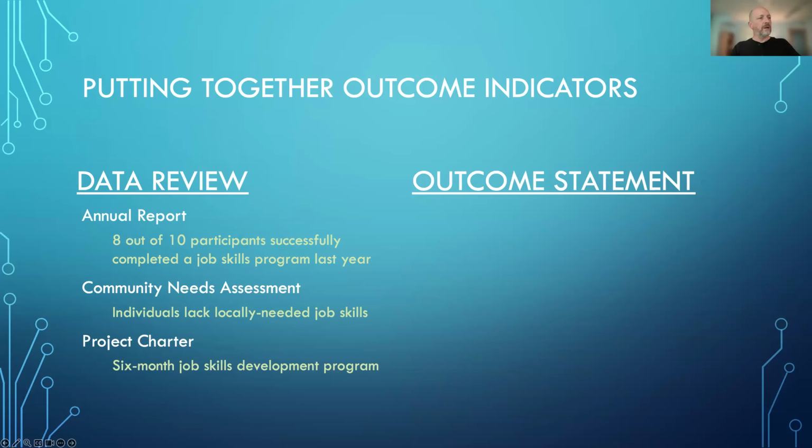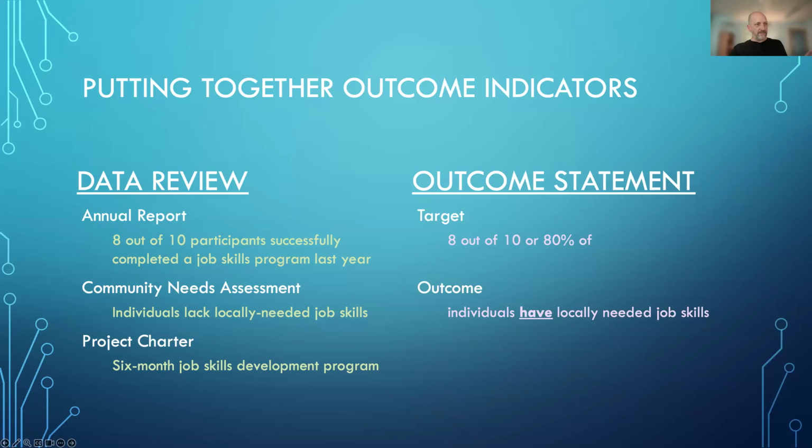Okay. So if we've got all of that information in front of us as data, we can pretty easily turn that into an outcome indicator. It says outcome statement, but it's actually an outcome indicator. So the first part of that outcome indicator was identifying our target, right? So in this case, we'll say, well, we're looking at last year. We think the same thing's going to happen this year. So we'll stick with that. 8 out of 10 or 80% of, here comes the formula, right? And then we need our outcome statement. So the outcome is the obvious opposite of the need statement. So individuals have locally needed job skills.